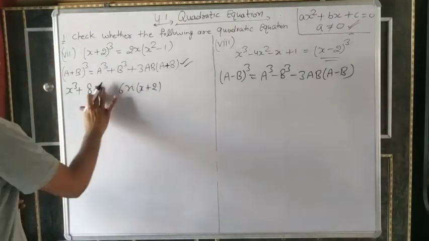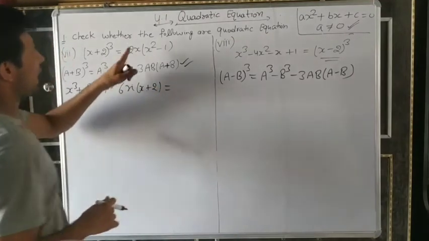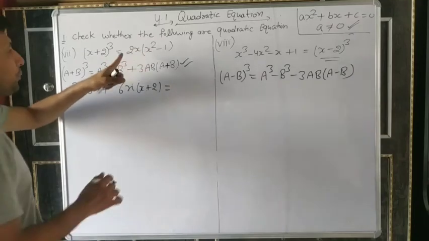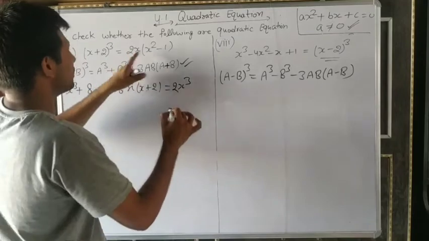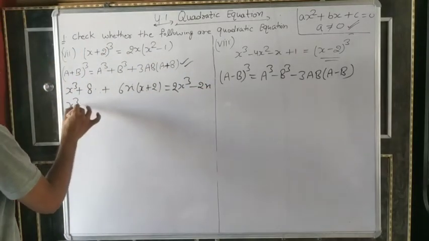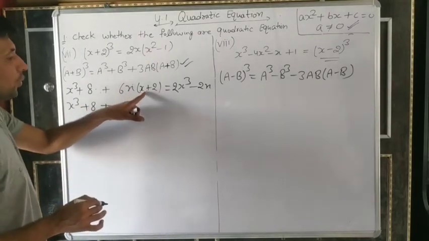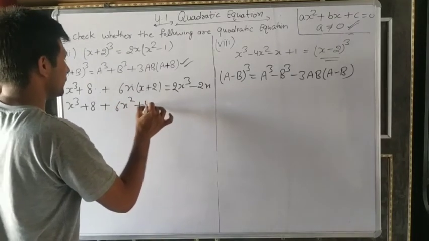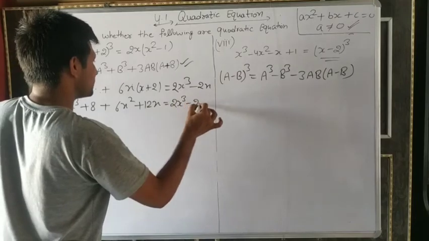Okay, it is 6x equal to. Now we will multiply inside the bracket. Positive into positive, positive. So 2 as it is, x into x square, x cube. Positive into negative, negative. So we will first solve it. x cube plus 8 plus 6 into 1, 6. So x into x, x square plus 12x equal to 2x cube minus 2x.